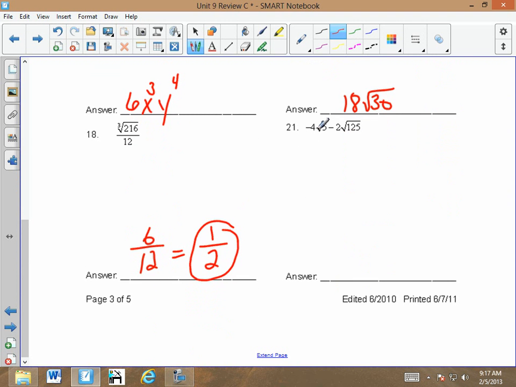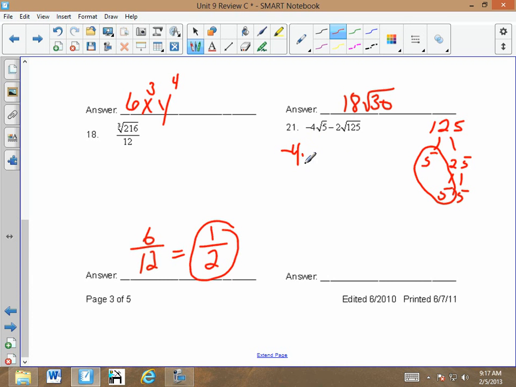Now, we know that these are not the same. This is 5 inside, this is 125. 125 is not a perfect square. So I go 125. Now, 125 divided by 5 gives me 25. Okay. And then this is 5 and 5. So I have a pair of 5s that can come out.